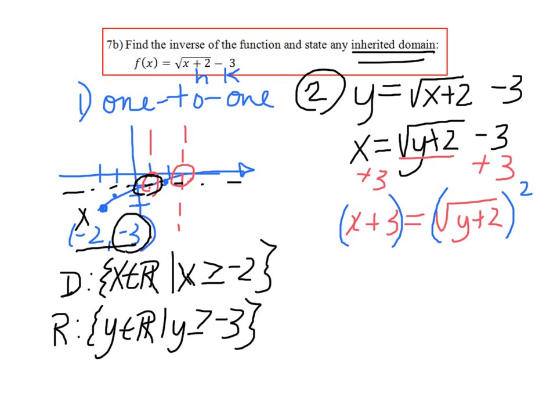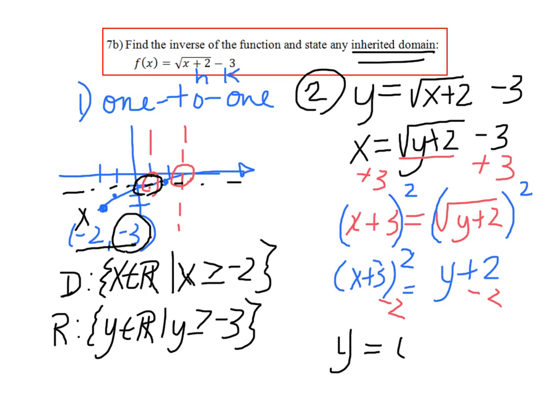But if I square this side, I have to square this side to keep my equation equal. So now I'm going to be left with (x plus 3) squared is equal to y plus 2. And y still isn't quite by itself. I still need to do one more step. I need to subtract this 2 from both sides. So I'm going to do that, and I'm going to end up with my final equation: y is equal to (x plus 3) squared minus 2. And that's going to be my equation, my inverse function equation.